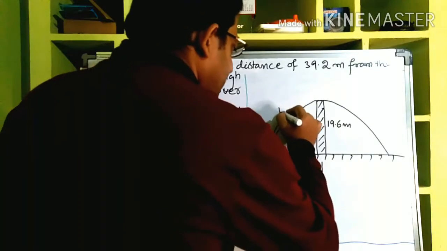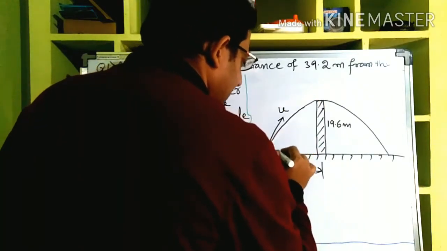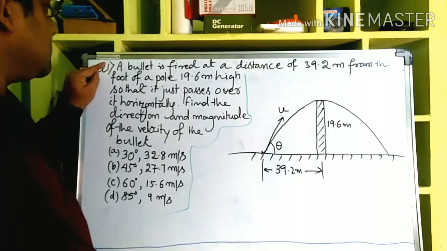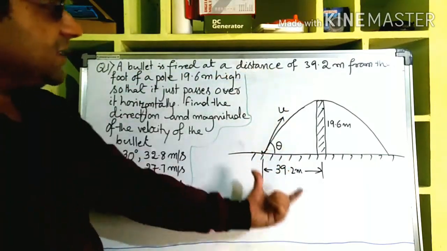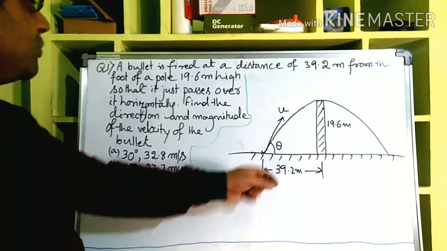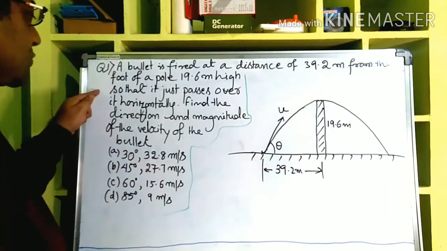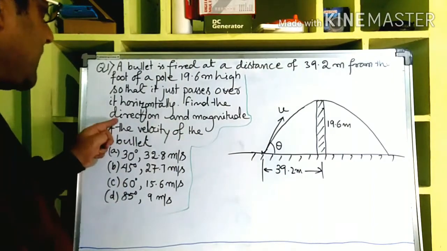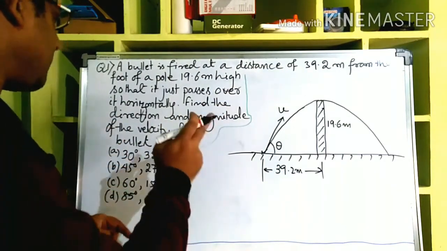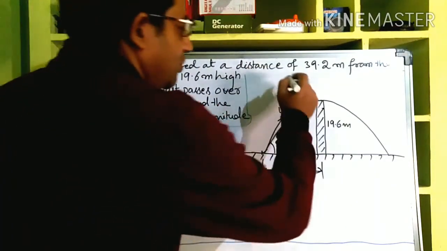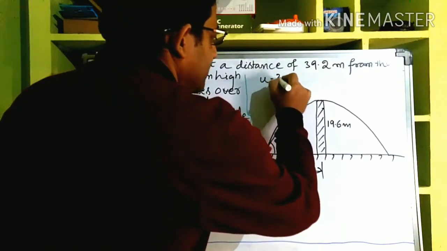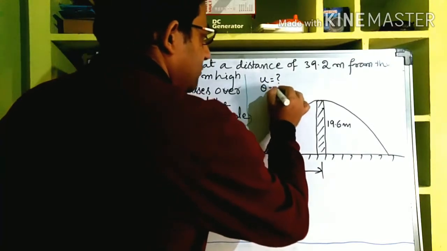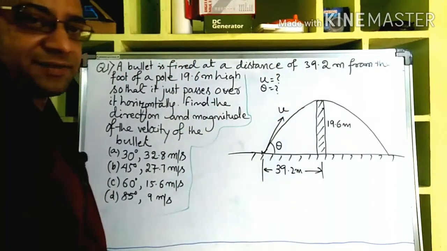So with some speed, let us say u, and at an angle theta with the horizontal, it is fired. Now reread the question. A bullet is fired at a distance of 39.2 meter from the foot of a pole 19.6 meter high so that it just passes over it horizontally. Find the direction and magnitude of the velocity of the bullet. So magnitude u is equal to how much, that also is the question, and direction, at what angle from the horizontal, theta also, we will calculate.